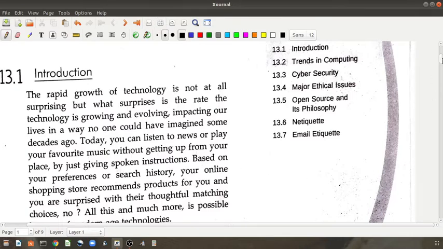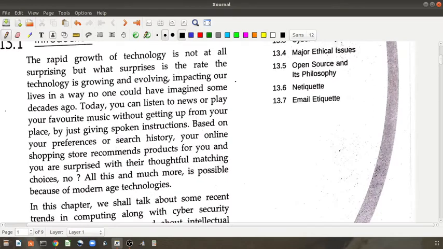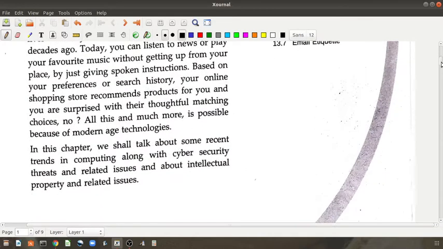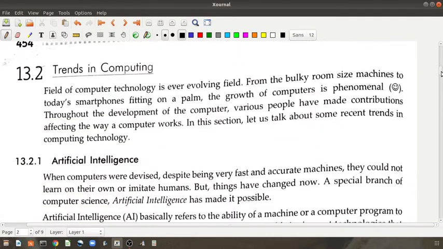So let us start with the chapter, and slowly. This is just the introductory part. You can just go through that. Let us see what are the new technologies that are in computing science. What are the trends in computing? The field of computer technology is an ever evolving field. From the bulky room-sized machines to today's smartphones fitting in the palm, the growth of computers is phenomenal. Throughout the development of the computer, various people have made contributions affecting the way a computer works. In this section, let us talk about some recent trends.